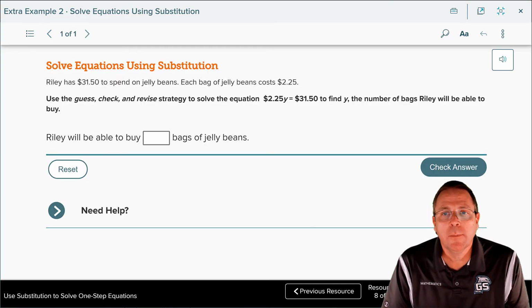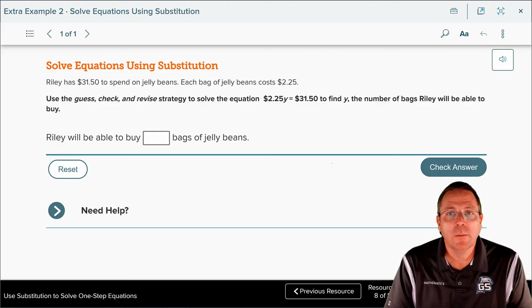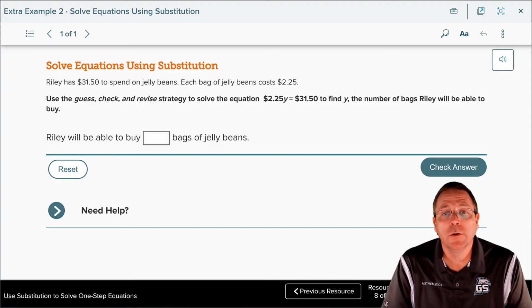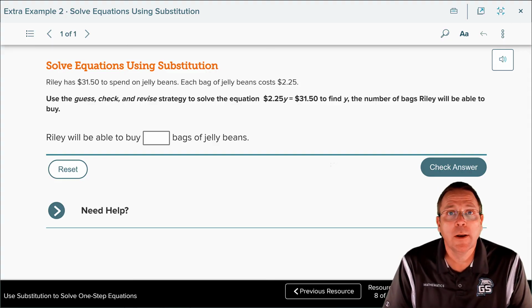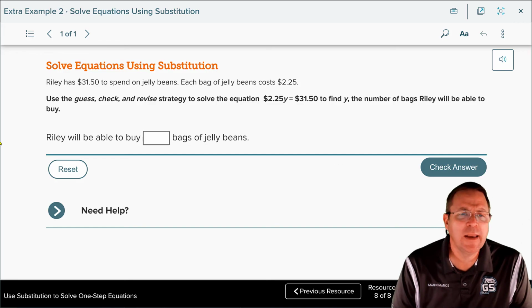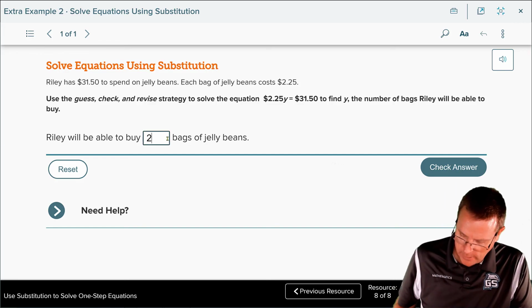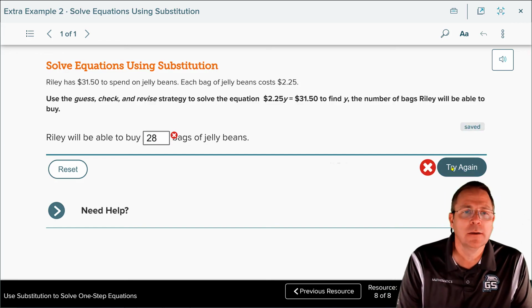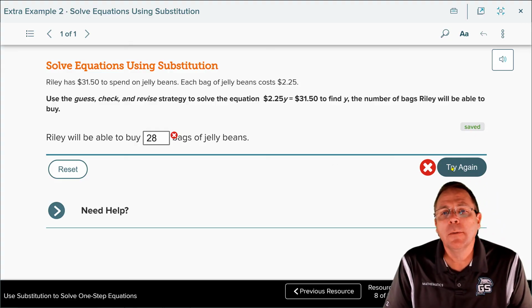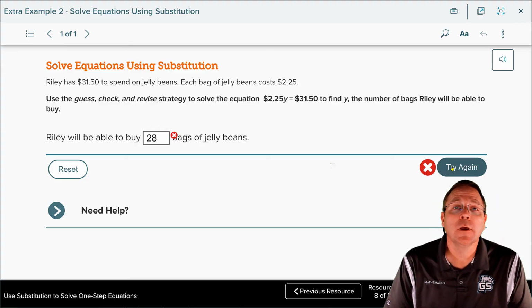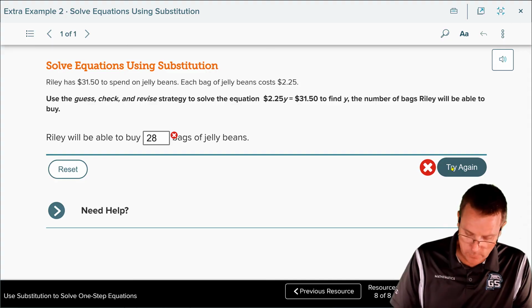Now, if I was being mean today, I'd make you all work this one, but you know what? It works the same exact way. You're going to pick random numbers for y, plug it into 2.25 until you find out what number is going to get you $31.50. I'm going to guess that it's going to be somewhere around 28. Let's see if I'm right here. 28. Just check. Nope, I was wrong. But that's okay, because it's not my problem to work, and I'm not going to make y'all work it either.